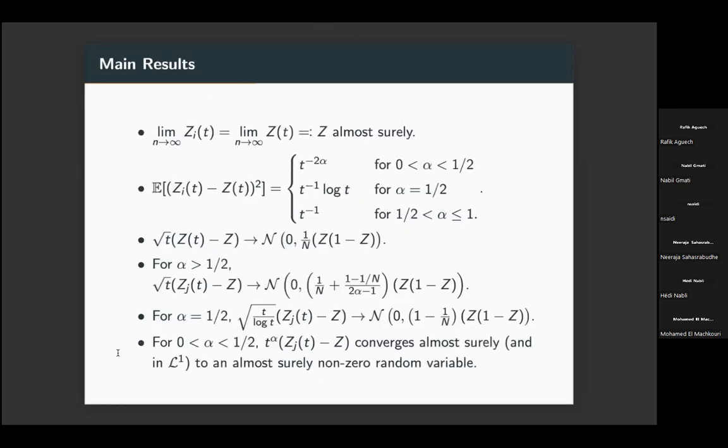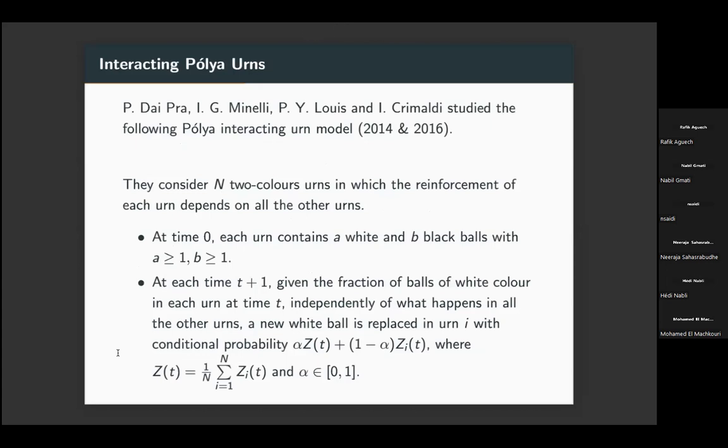So here is what they showed. Remember, this is sort of a Polya type interacting model, because at one time you are adding either a white ball or a black ball. That is what was happening in a single Polya urn as well. So at any given time, you either add a white ball or you add a black ball, but never both colors. Okay, so what did they show?